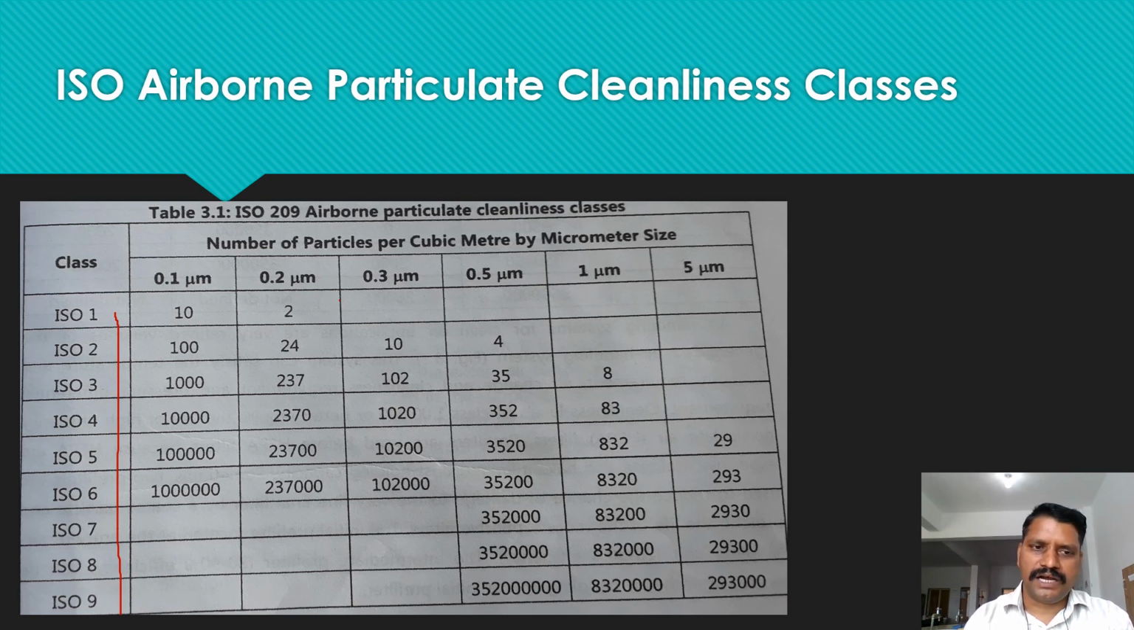ISO 2 means 100 particles of 0.1 micrometer size, 24 particles of 0.2 micrometer size, 10 particles, 4 particles of 0.5 micrometer. So these are the classes ISO 1, ISO 2, 3, and so on. You can see here the particles which are permissible as per the ISO 209 airborne particulate cleanliness classes.